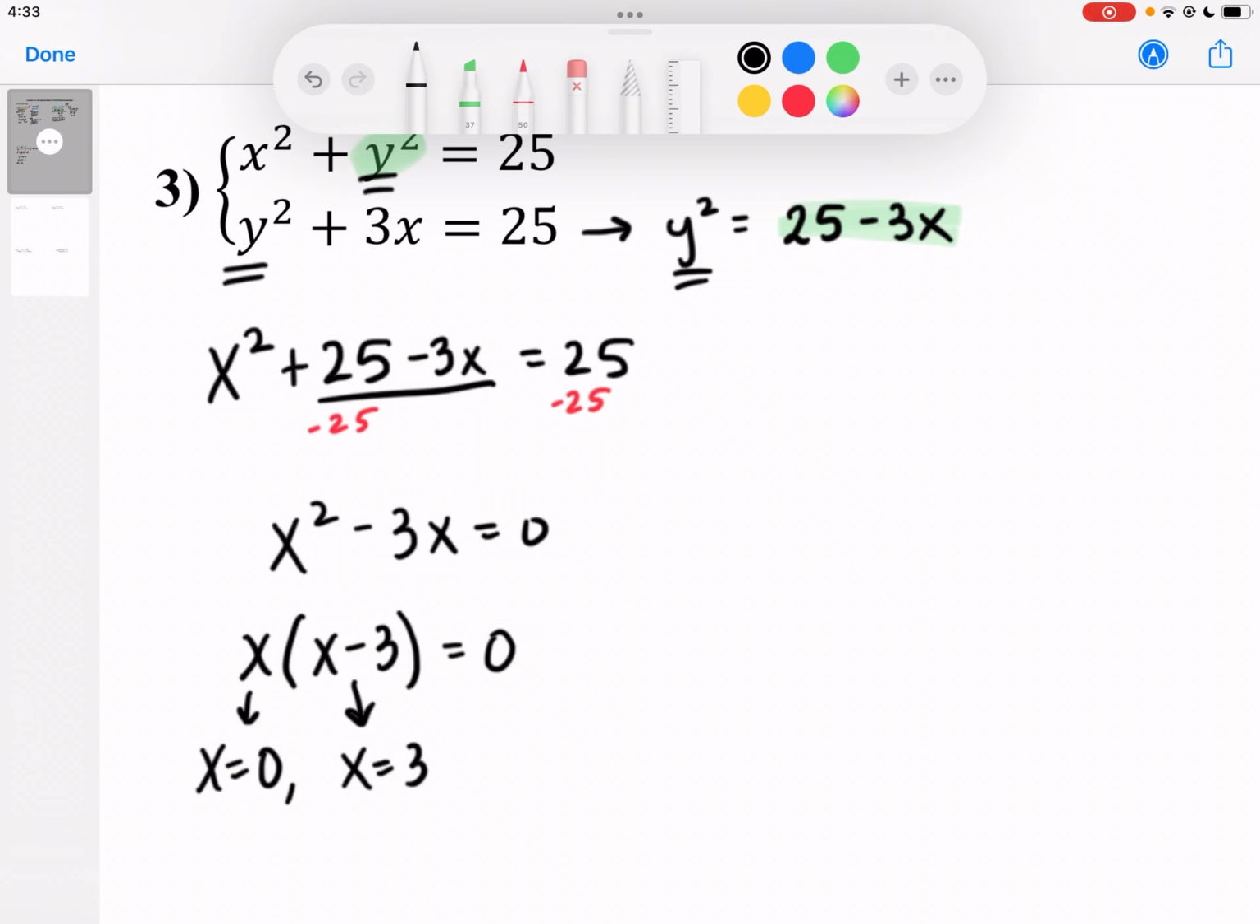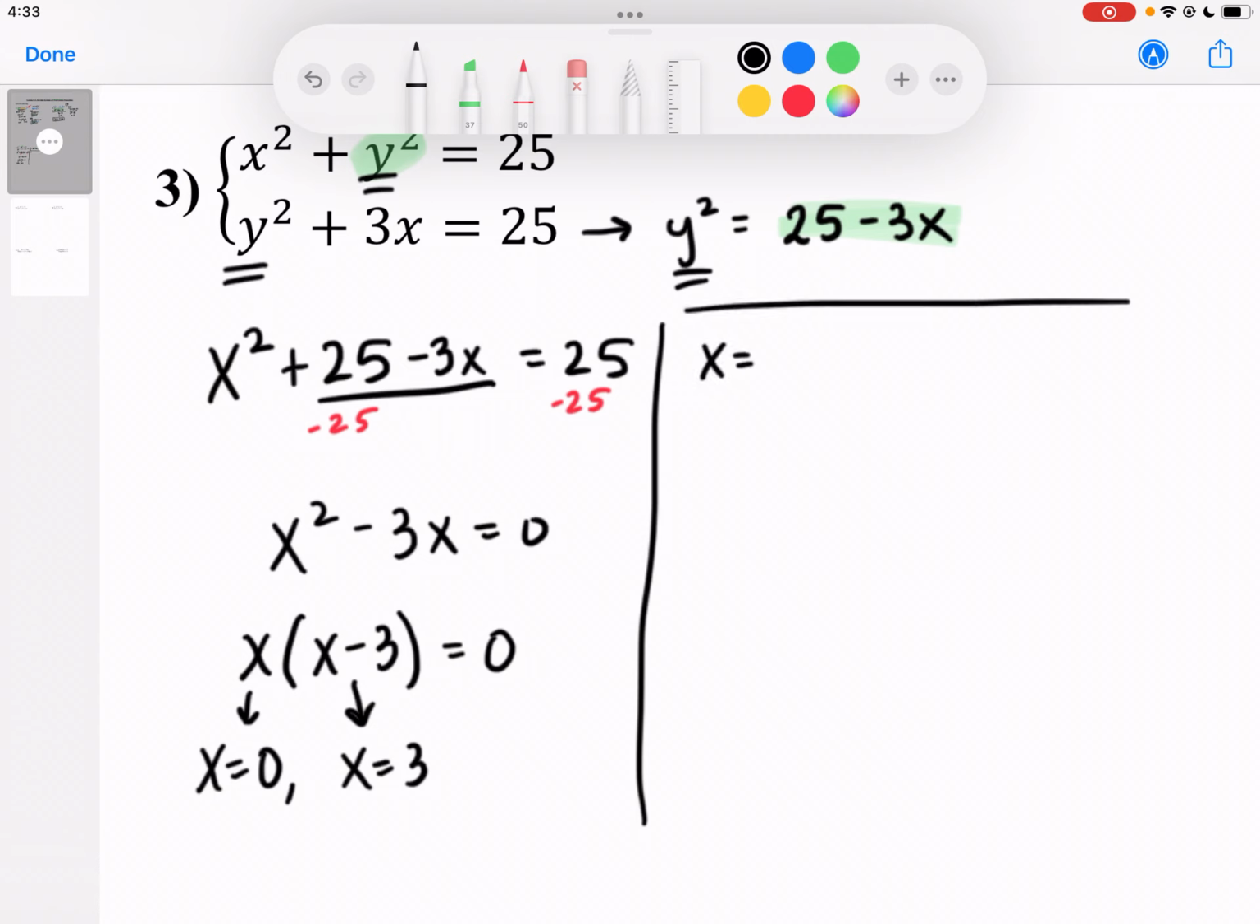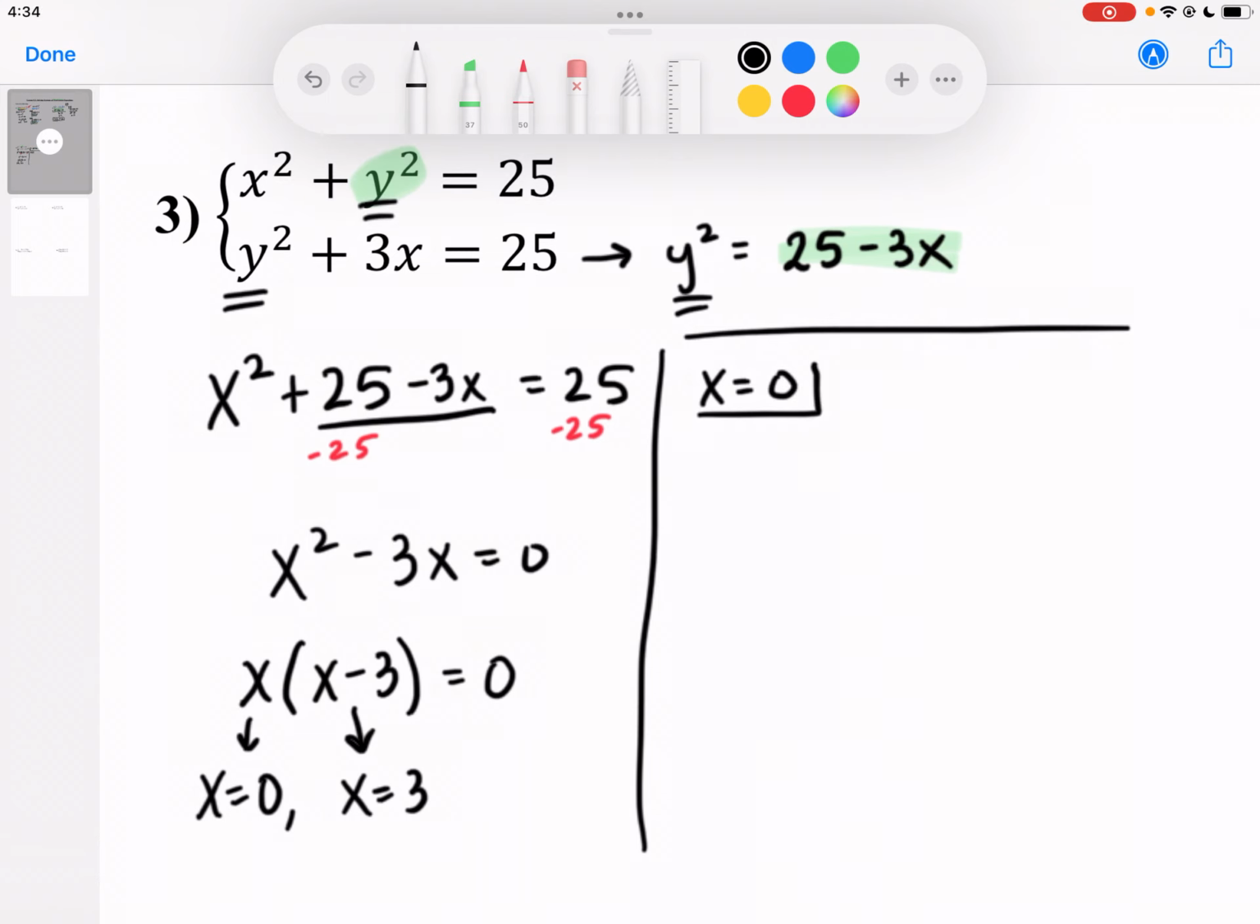Now, at this point, we're going to go ahead and choose an equation to use to find our y values. So let's start with x equals 0. I'm just going to do the top equation, because why not? So we've got 0 squared plus y squared equals 25, which means y squared is just 25. And when you take that square root, don't forget you've got a positive and negative answer. So y is positive and negative 5.